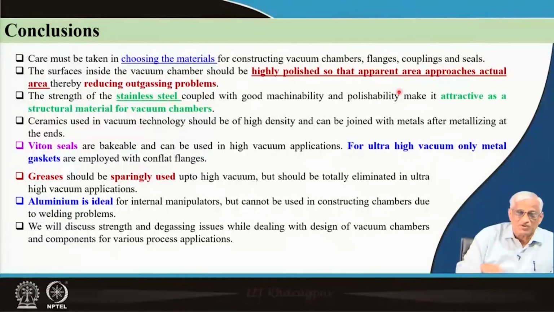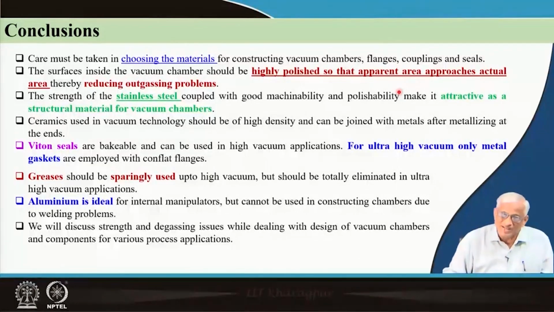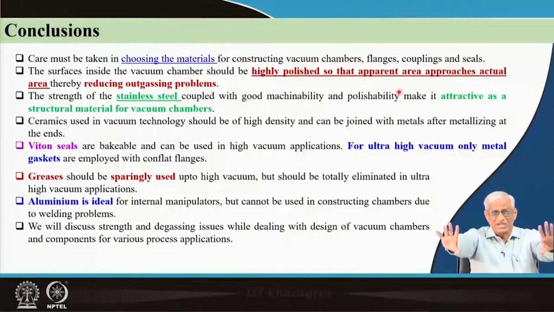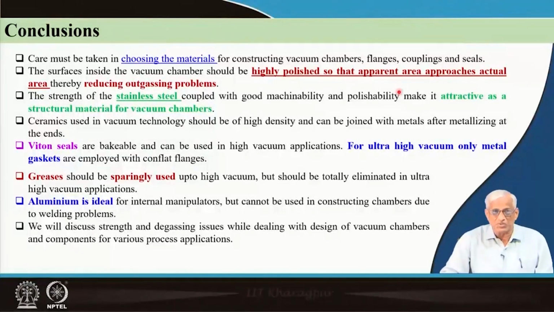So, if your starting material is very good polished material, it is better. You have to take a decision, but if your budget is not allowing, then take the same polished material in a lesser thickness and use stiffeners outside. Outside it can be rough and may look dirty, but inside it should be good.